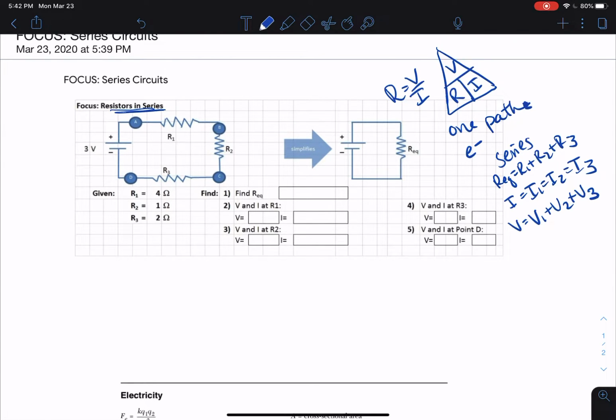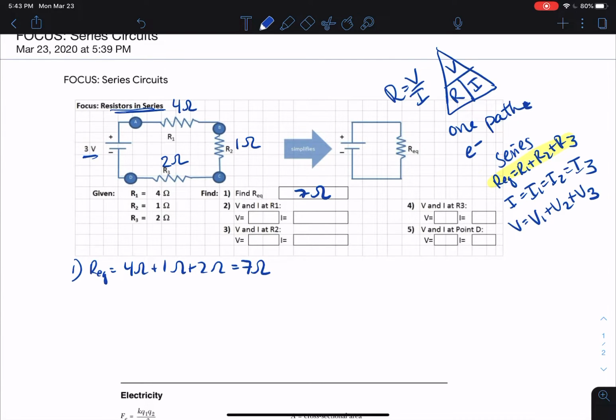Okay, so the first question, it says this one is 4 ohms, this one is 1 ohm, and this one is 2 ohms. We have a voltage of 3 volts. And it's asking for Req, so find Req. So if we're looking for Req, we're going to use this equation here, which is nice because it's just addition. So we're just going to take Req equals 4 ohms plus 1 ohm plus 2 ohms. And guess what? That gives me 7 ohms. So that is the answer for this first part.